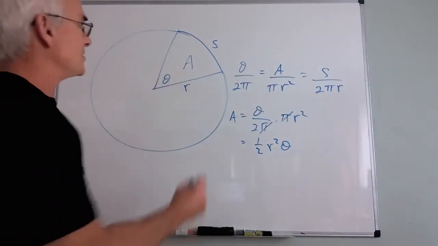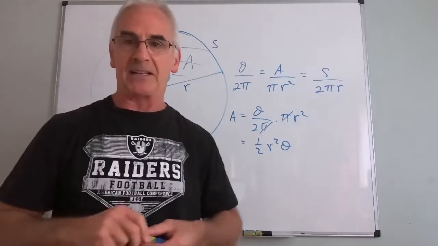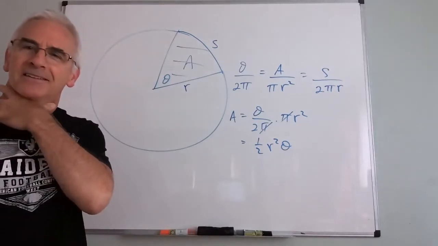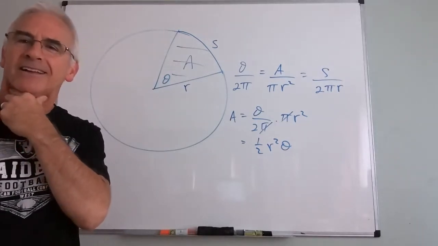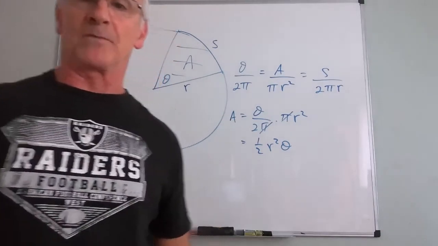Now, does anybody know what this pie-shaped wedge is actually called? It actually has a formal name. I'm just curious. Anybody want to try it? Sector. Sector, good. That's called a sector of a circle.